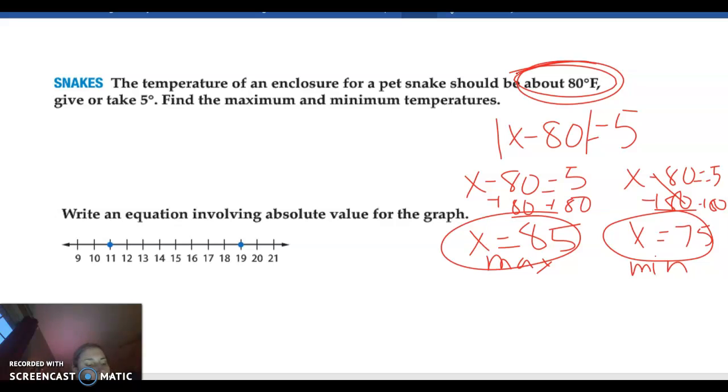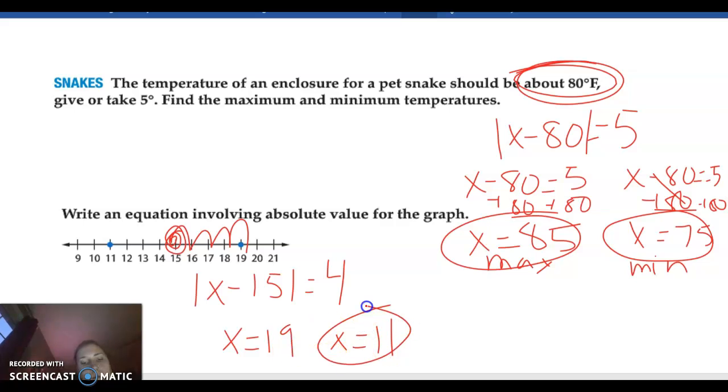Okay? So in this next case here, we're writing an equation for the absolute value of this graph, and we're going to have a different middle. So we look here, and we see that our middle is this 15. So our equation should be set up as x minus 15 is equal to 1, 2, 3, 4, because the distance from that middle is 4. And then you would solve, and once you set up your 2 cases, you have x equals 19 and x equals 11, like we see here.